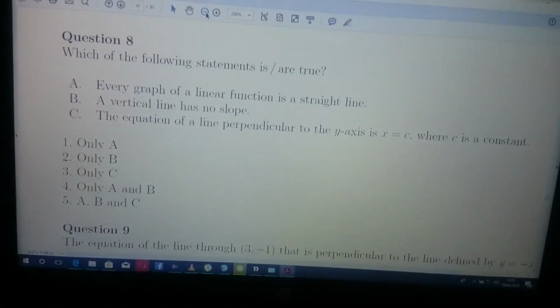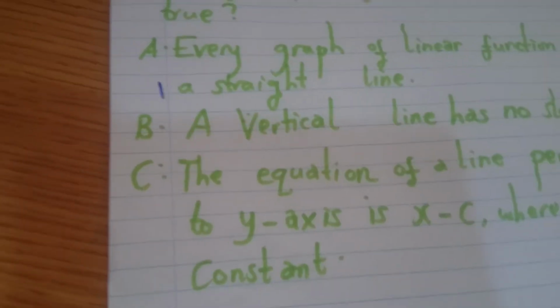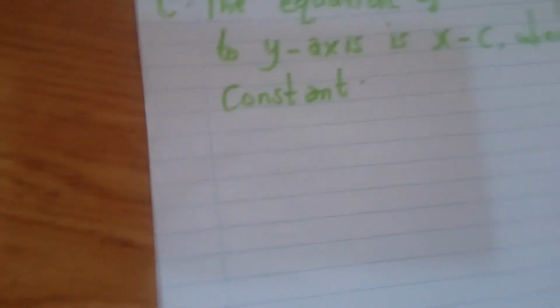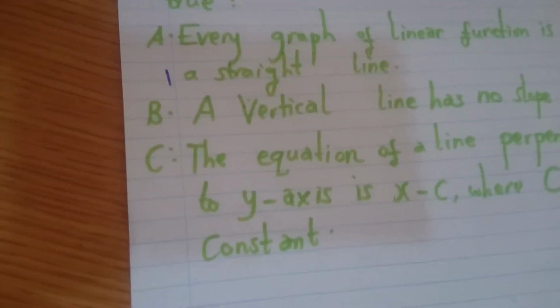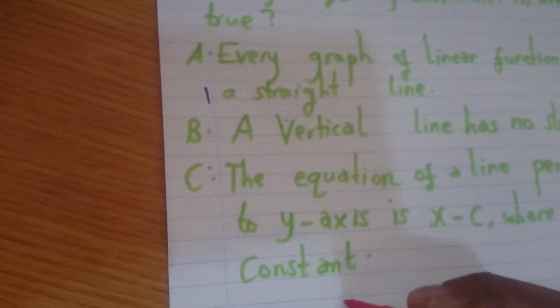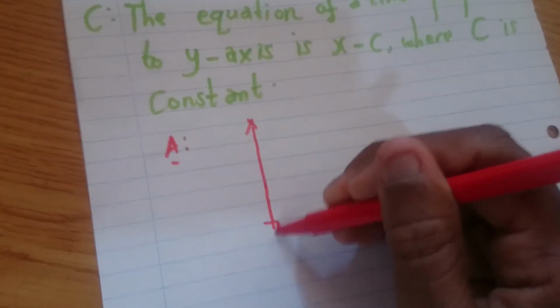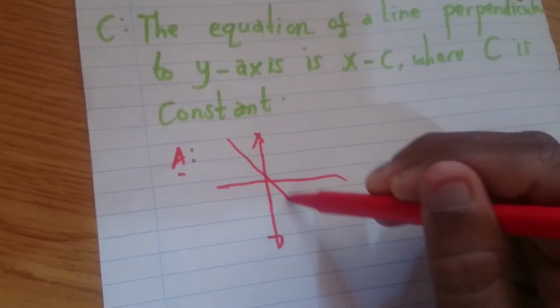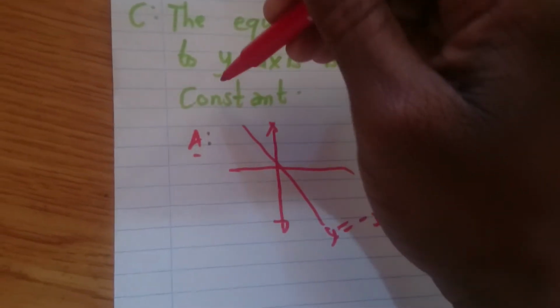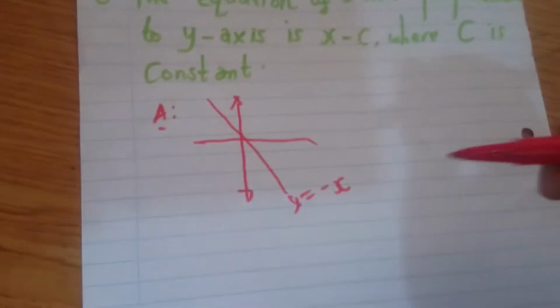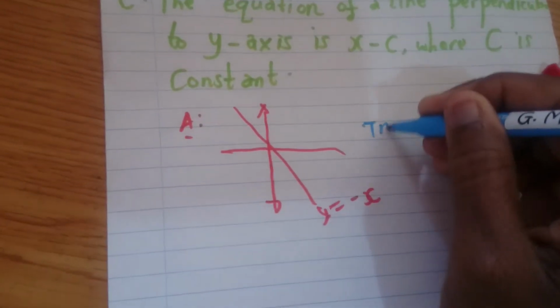Okay, let's go. So that's the option right there. So here is the solution for the first one. Excuse me, let me use this one. Solution. They say every graph of a linear function is a straight line. Yes, of course. For example, this is a Cartesian plane. Let's say you have a straight line here, y equal to negative x. Yes, every straight line is linear. So this is true, A.